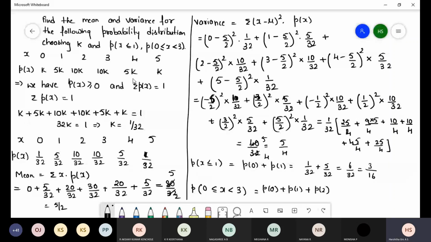P of 0, p of 1, p of 2, because less than 3 means we have to stop up to the p of 2. So 1 by 32, 5 by 32 plus 10 by 32. So we get 16 by 32, that is nothing but 1 by 2.